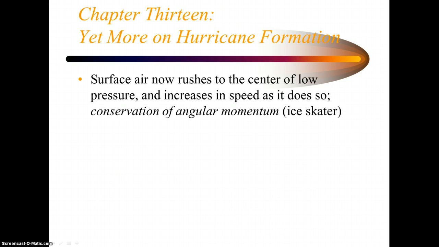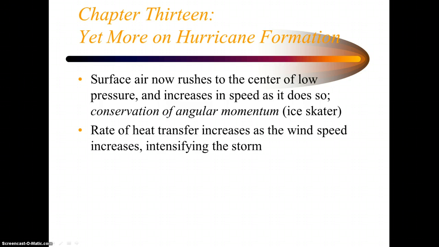surface. The surface air now rushes to the center of low pressure, which continues to strengthen, and those winds increase in speed as they rush toward the center. This is the concept in physics known as the conservation of angular momentum. Whenever you see an ice skater on television, you see he or she is bringing their arms closer to their body and they spin faster. That's the conservation of angular momentum.